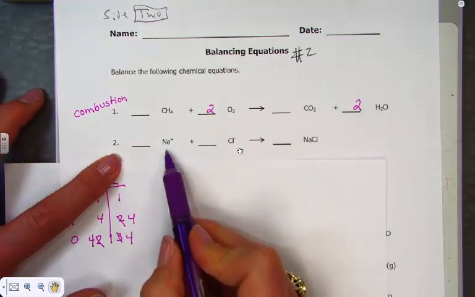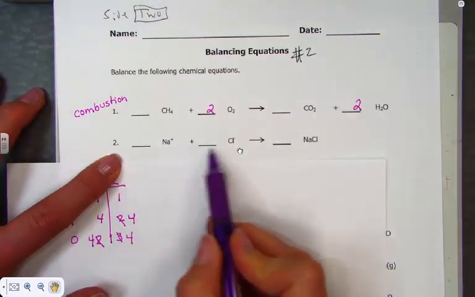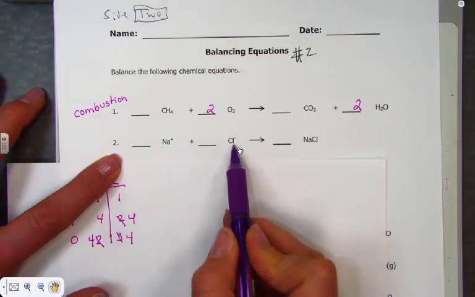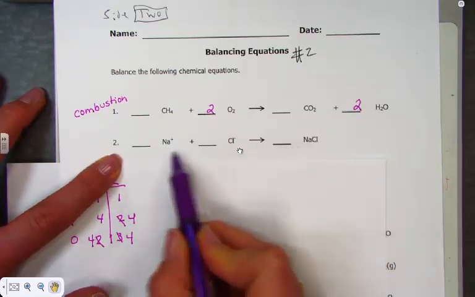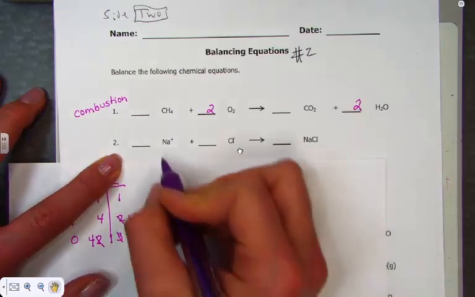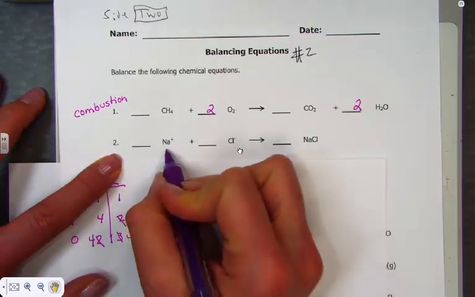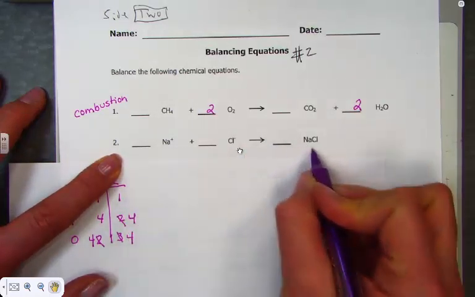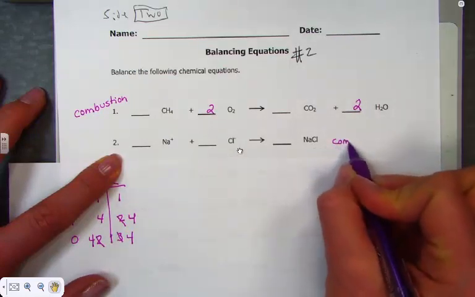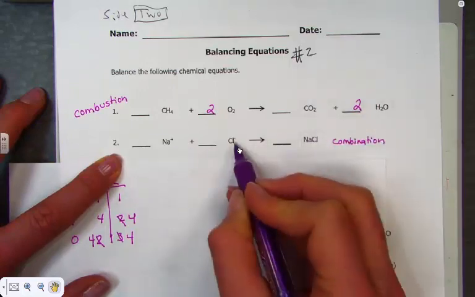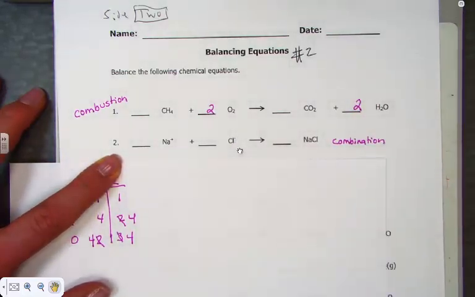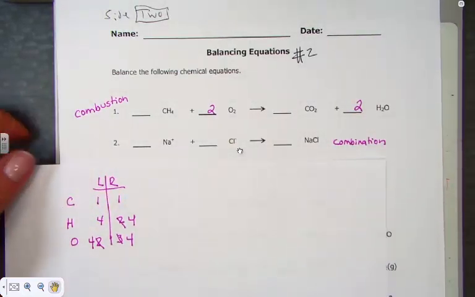Number 2, we have an ion of sodium combining with an ion of chloride, forming sodium chloride. There's no trick here. This equation already is balanced. Sodium ion plus chloride ion combine. Pattern here, combination. They hooked by charge. A +1 electrically balances a -1. You're all set.